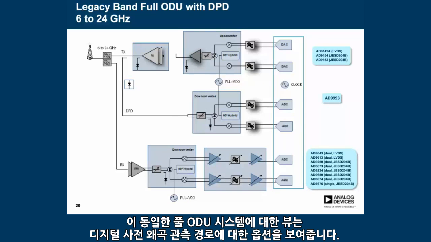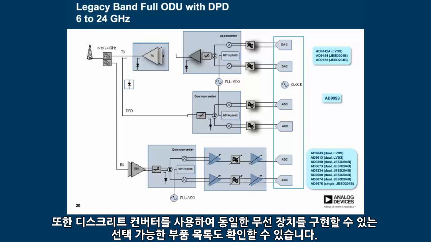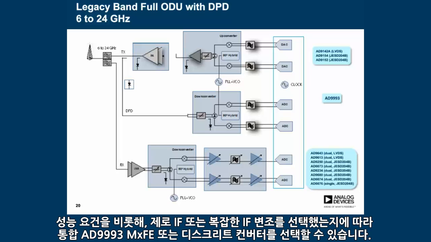This view of the same full ODU system shows an option for a digital predistortion observation path. The second pair of 14-bit 250 megasample per second ADCs on the AD9993 is used for the observation receive path. We also show an optional parts list for using discrete converters to implement the same radio. Depending on the performance requirements and whether zero IF or complex IF modulation is chosen, the integrated AD9993 MXFE or the discrete converters may be the better choice.